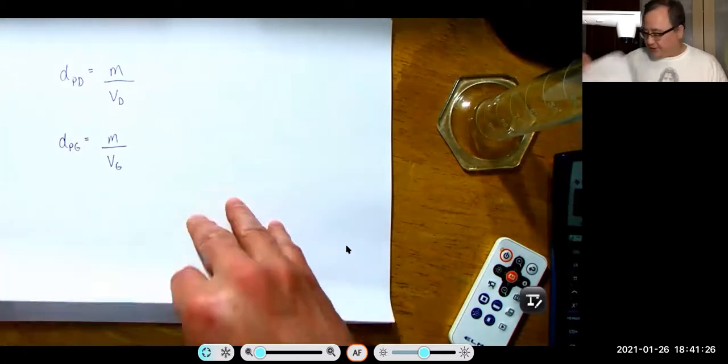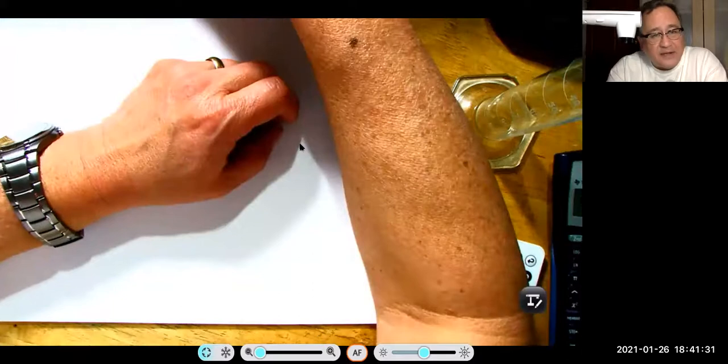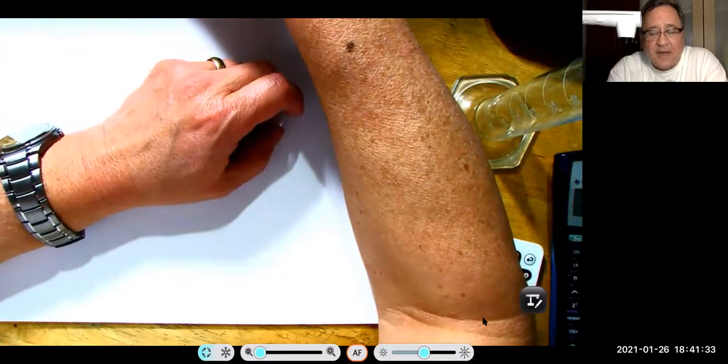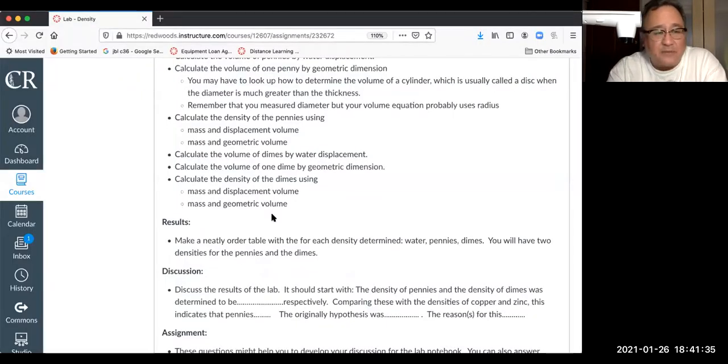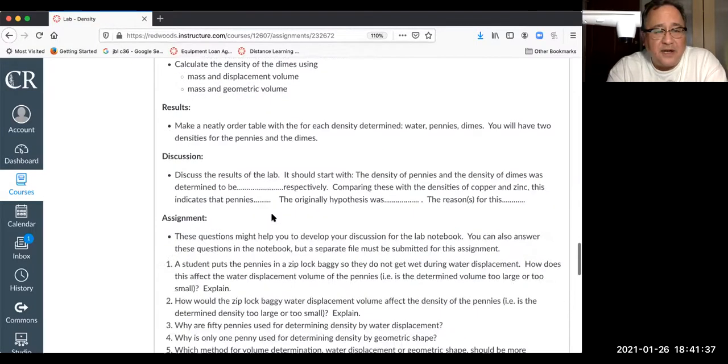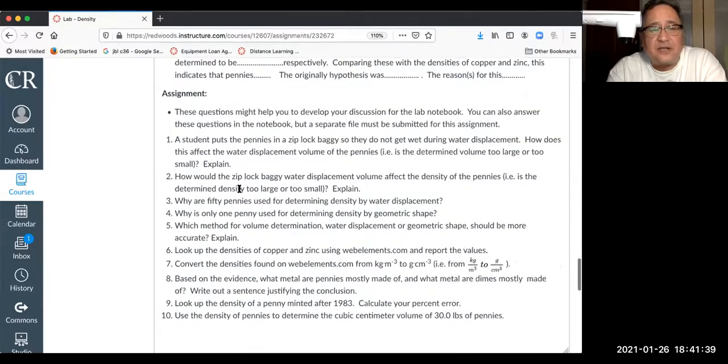Now you'll notice, and I'm going to go back to the lab. Sorry for the jumping back and forth, but if I don't show you what I'm talking about, it won't make much sense. Take a look here at some of these questions. Why are 50 pennies used for water displacement? Why do we only need one for geometric shape?